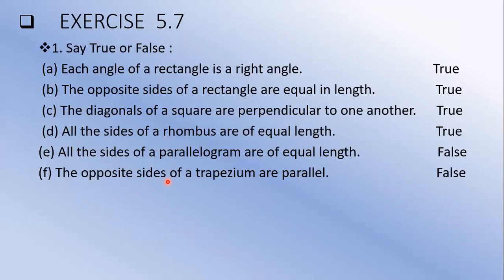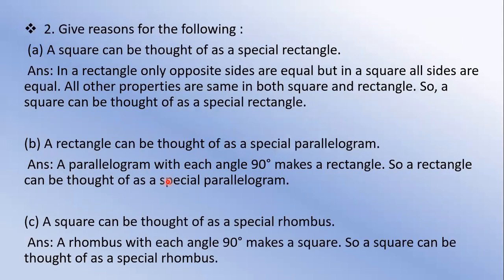Now the second question is to give reasons. A square can be thought of as a special rectangle. In a rectangle and a square, all the properties are the same. Only one difference is there. In a rectangle, only opposite sides are equal. In a square, all four sides are equal. So the square can be considered as a special rectangle.